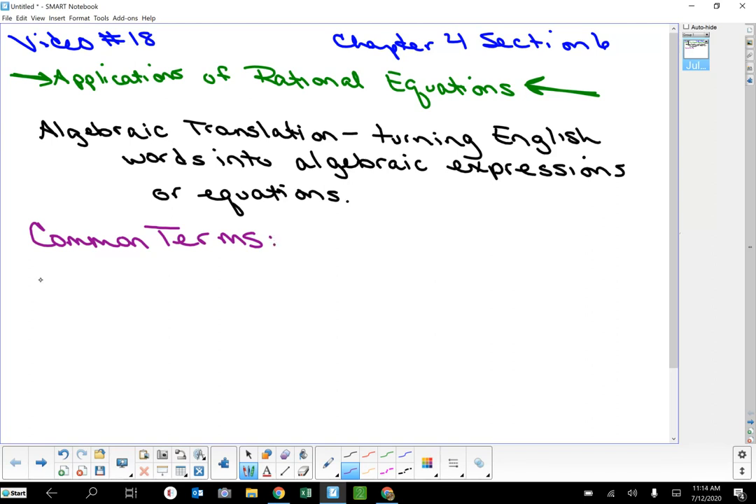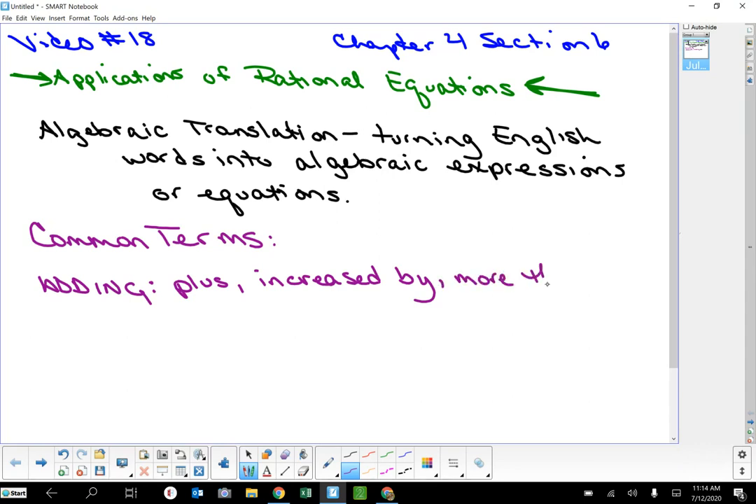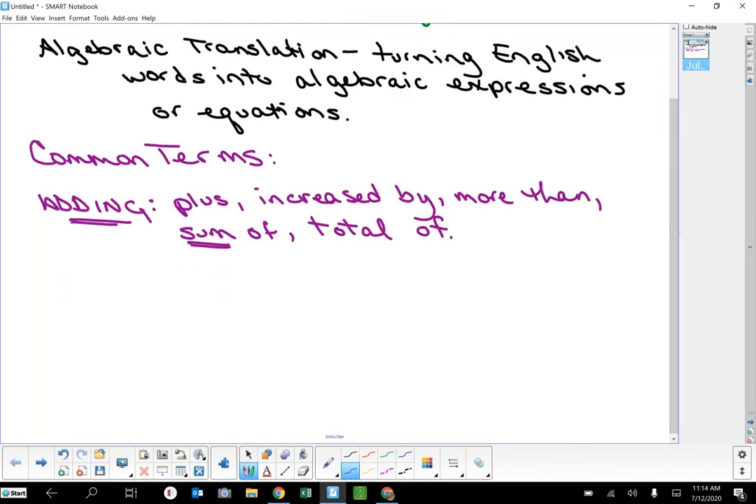So here's a list of terms for adding. Some terms that they might use are the words plus, increased by, right? 5 is increased by n, 5 plus n. More than, sum of, remember that sum means add, and total of. Okay, so that's just a small list of words that mean you should add.